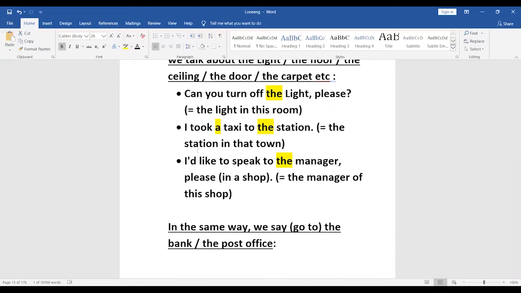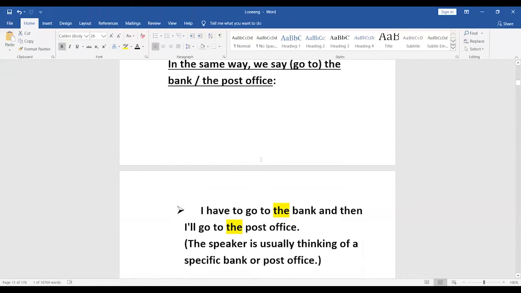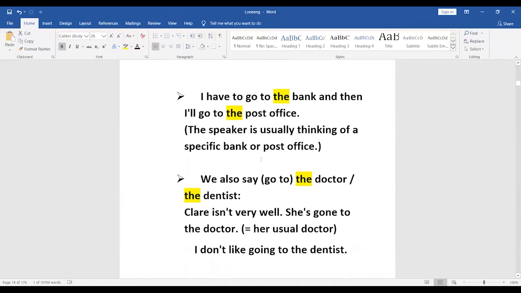Now, "I'd like to speak to the manager, please." In a particular shop, there's only one manager usually, and so he's saying he wants to speak to the manager, being very specific to speak to that particular person in that shop, because every shop will have just one manager. In the same way, it goes to the bank, the post office, which are very specific nouns. If I have to say I have to go to the bank, then it's "the bank." Why? Because I don't have accounts in so many banks, but I have my account in just one or two specific banks, and that is the reason why we use "the."